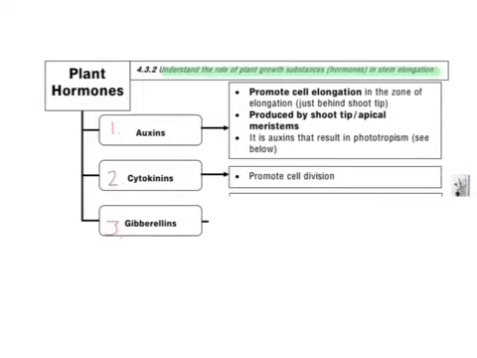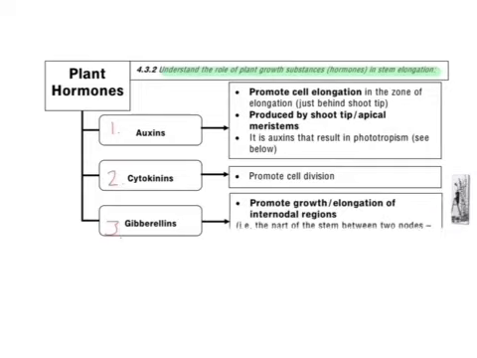The second hormone is called cytokinins. And cytokinins just speeds up mitosis, promotes cell division. So basically, if you get something with more cells, it tends to grow, get bigger. And gibberellin is a funny wee one.